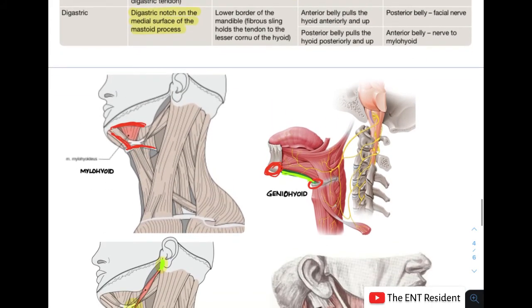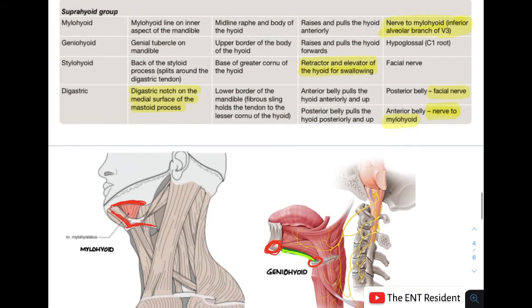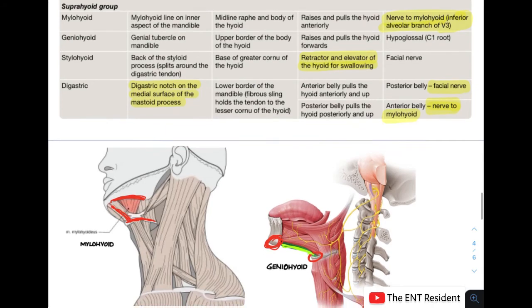Now, the anterior belly helps in pulling the hyoid anteriorly and upwards, and the posterior belly helps in pulling the hyoid posteriorly and upwards. And when it comes to supply, both the bellies have different muscle supply. The anterior belly is supplied by the nerve to mylohyoid, which is the same supply as the mylohyoid muscle, and the posterior belly is supplied by the facial nerve, which is the same as that of the stylohyoid muscle. So, these four are the muscles which are the secondary elevators of the larynx.